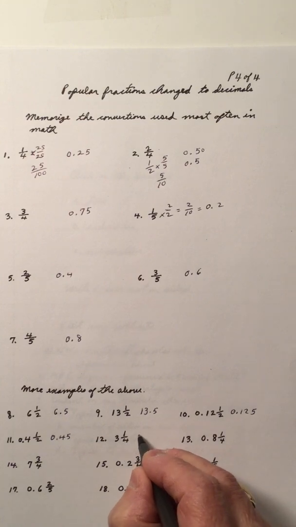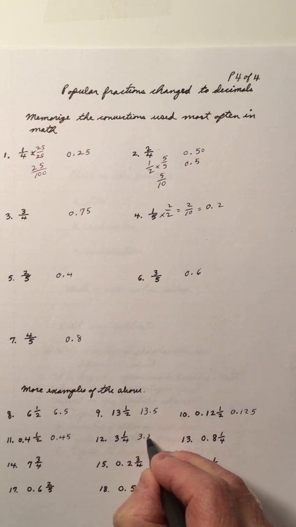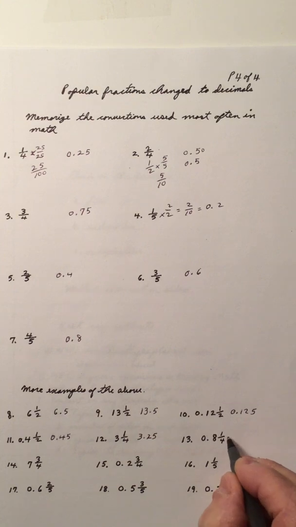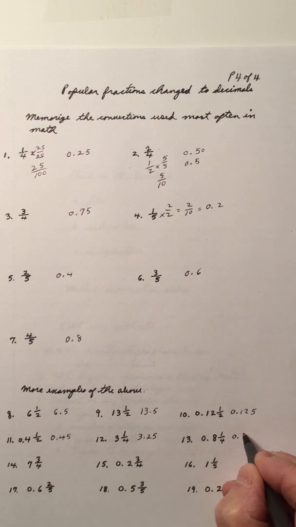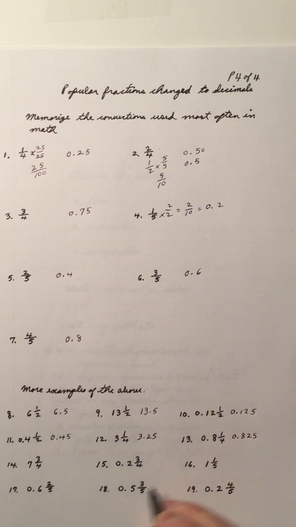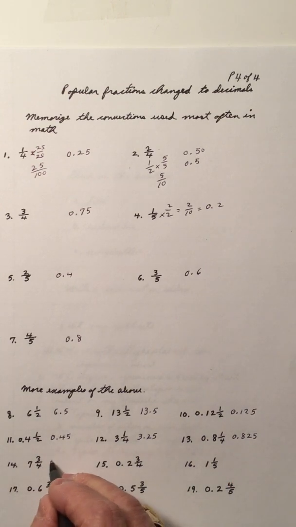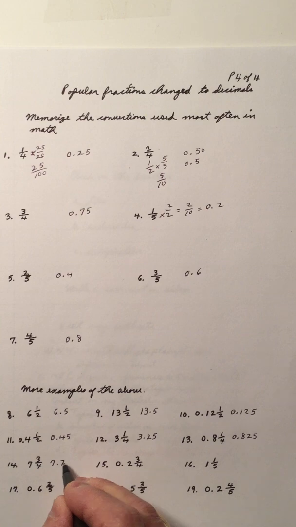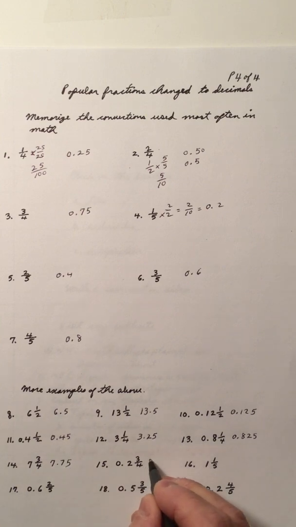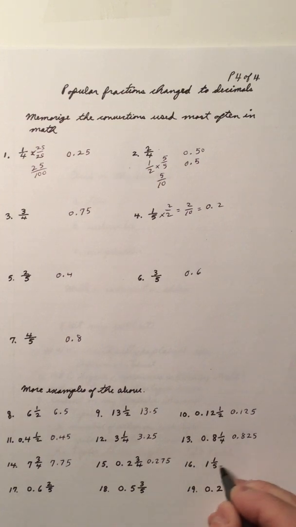1/4 is decimal 0.25. So that's 2 decimal 3.25. 1/4 is decimal 0.25. So it's 0.825. 3/4 is decimal 0.75. I have it memorized.